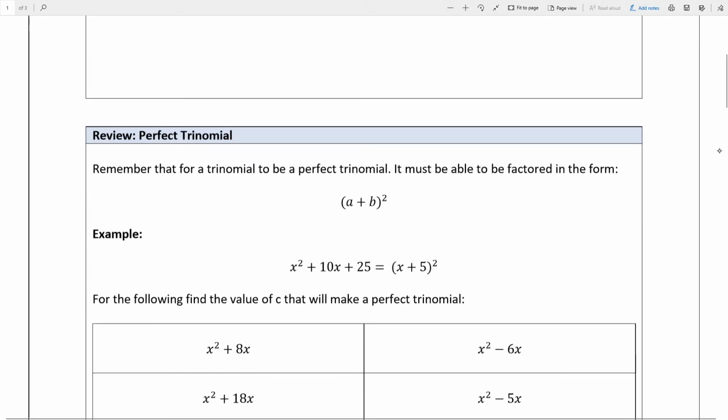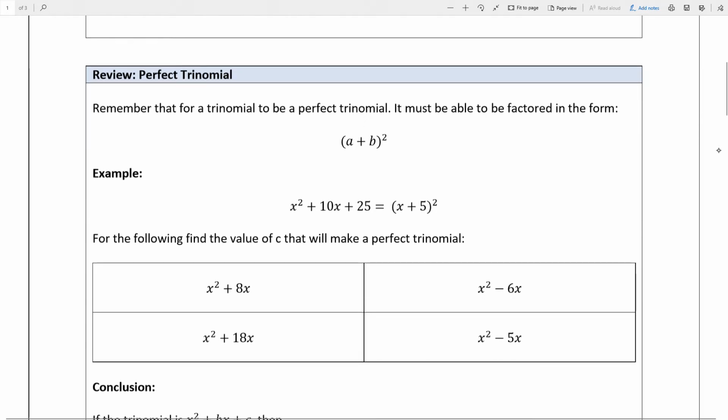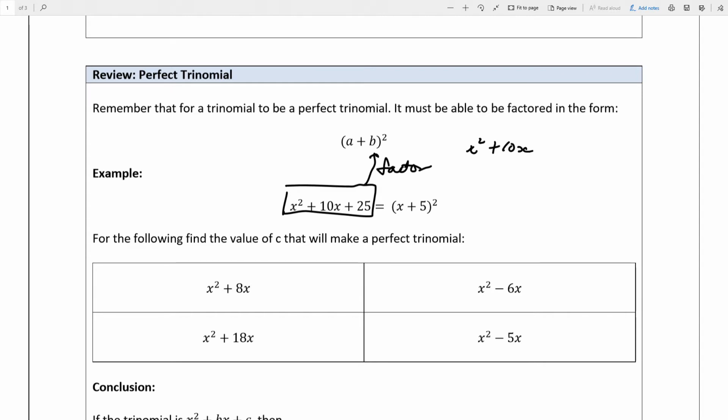Before we get into completing the square, we need to know how to create a perfect trinomial. For review, let's look at what a perfect trinomial is. When you have a trinomial such as this, and you're able to factor it into a form that looks like that, then this trinomial is known as a perfect trinomial. An example of a trinomial that's not perfect would be this, where the factored form would be x plus 6, x plus 4. As you can see, this form is not that form, so it's not a perfect trinomial.